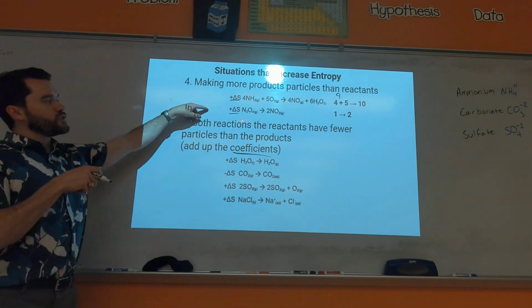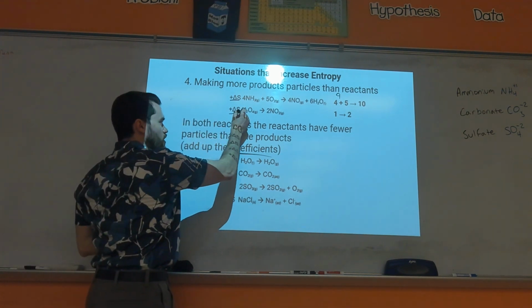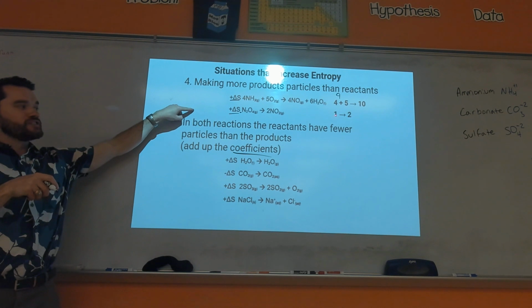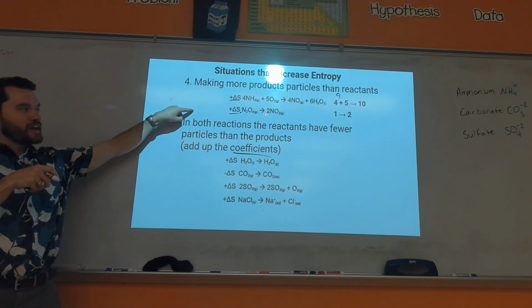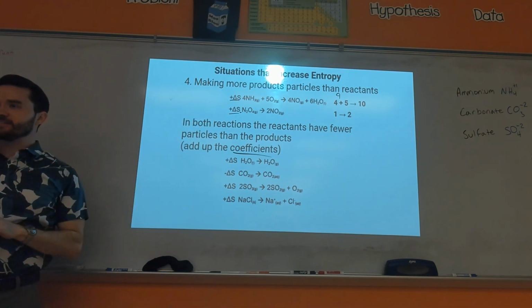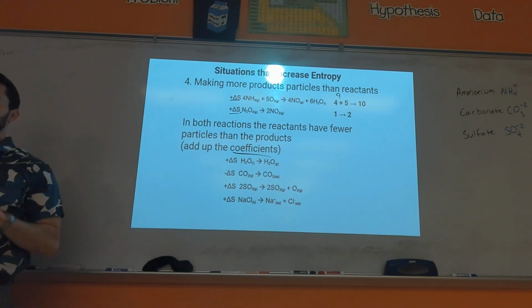Another example, we're looking at this reaction here. I have just one reactant, and you see no number in front of that. That means the coefficient there is 1. If you look at your products, you have a coefficient of 2. You made 2 nitrogen dioxide molecules, so you went from a 1 to a 2, so that is a positive delta S. You have increased the amount of disorder, so you have increased the entropy.